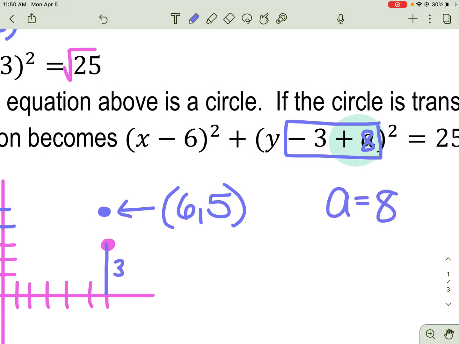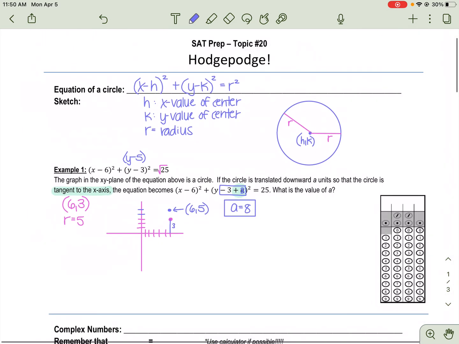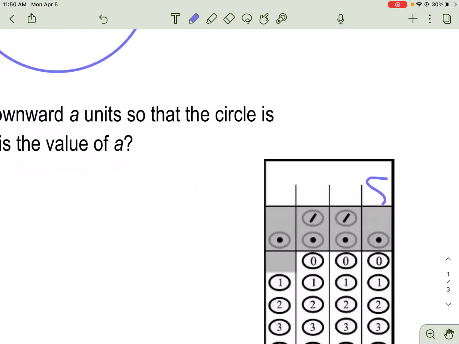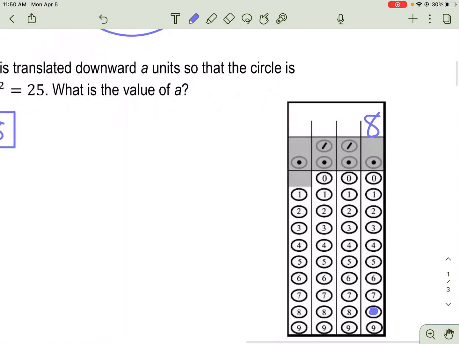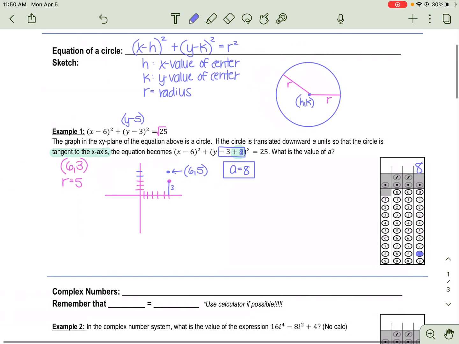Okay, if I plug in 8 there, I get my radius of 5, which makes my circle tangent to the x-axis. Okay, so this is a grid-in, so I'm going to put my 8 at the end and then circle in the 8. All right, that's the only example that we're going to do with circles.